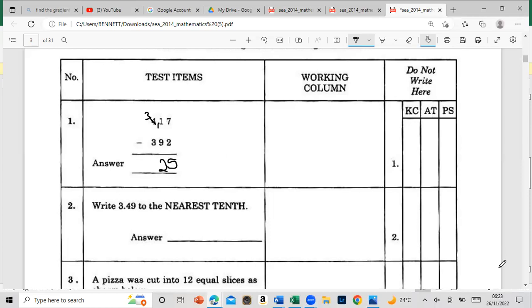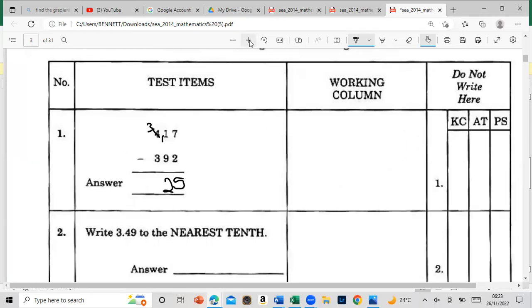All right, let's look at number 2. It says, write 3.49 to the nearest tenth. So guys, be careful, right? The nearest tenth would be right here. So we check this number. Since this is 5 or greater, we add 1. So that would be 3.5. Remember, with the decimal point, this is the tenth, this is the hundredth. If you had another one, it would be thousandth. So very nice question to start here.